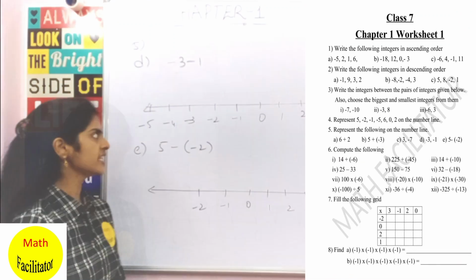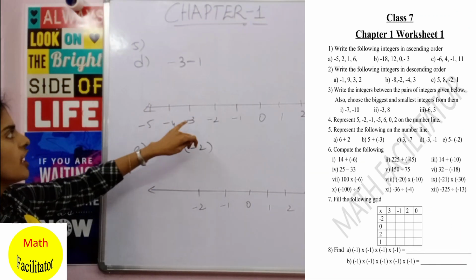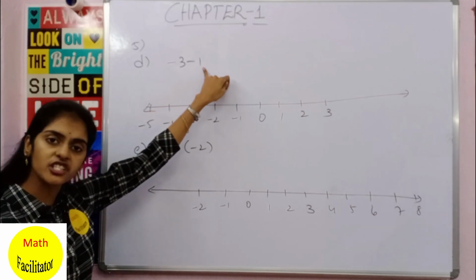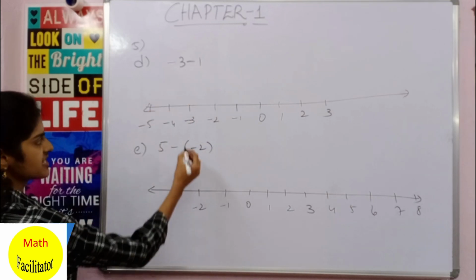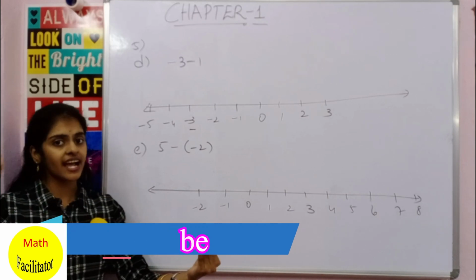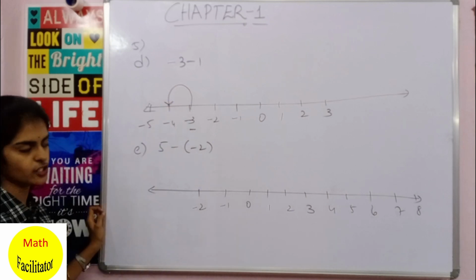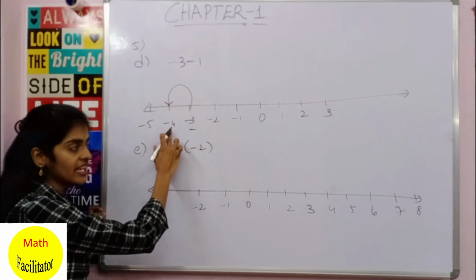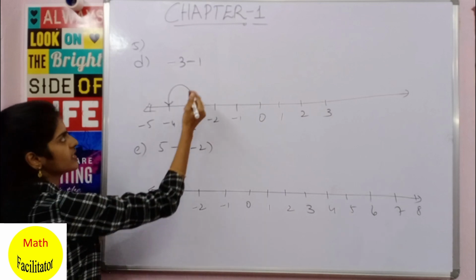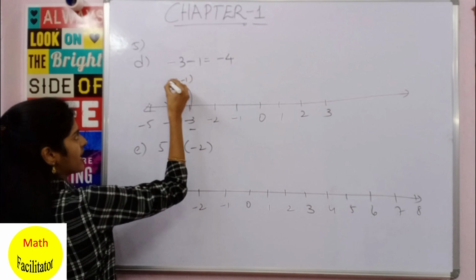Okay, now look here, minus 3 minus 1 you have to represent on the number line. So you are subtracting a positive integer. Okay, so you will start from minus 3 and since you are subtracting a positive integer, you will move to the left. And how many places are you moving left? Only 1 place. Clear? So the answer is minus 4. Okay, so this is minus 3 minus 1.